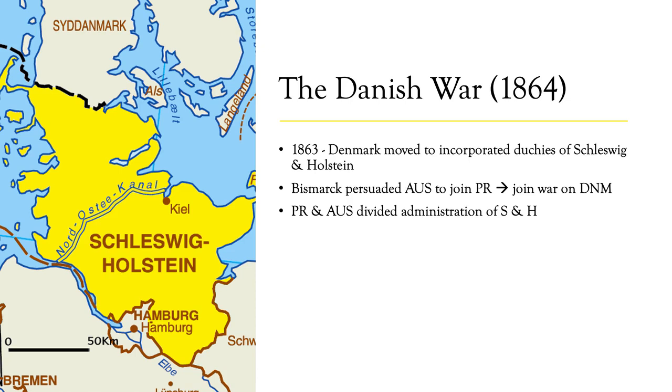So the Danish War refers specifically to a war between Prussia and Denmark. Denmark, you might remember, is a Scandinavian country on a peninsula coming out of the north of Germany into the North Sea there. And at the base of that peninsula were these provinces called Schleswig and Holstein. Don't worry about having to pronounce those. In 1863, Denmark moved to incorporate these duchies, these provinces of Schleswig and Holstein, meaning that Denmark basically said, these provinces now belong to Denmark. They are claiming these provinces as their own.